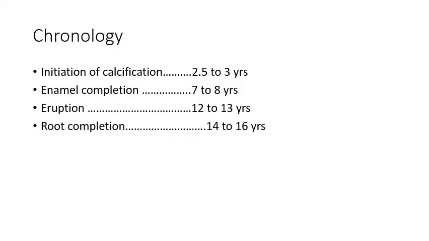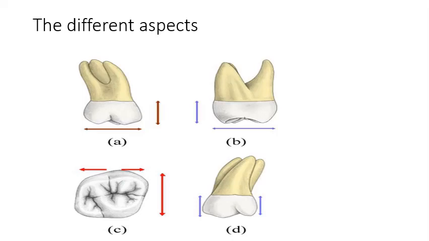So here we go. Initiation of calcification occurs at 2.5 to 3 years of age, and enamel completion takes place at 7 to 8 years of age. The eruption of the maxillary second molar occurs at 12 to 13 years of age, and it is the second last tooth to erupt in the oral cavity. Before the third molar, the second molar is the second last tooth, and after 4 to 5 years, the third molar erupts. The root completion takes place 2 to 3 years after the eruption of the maxillary second molar.